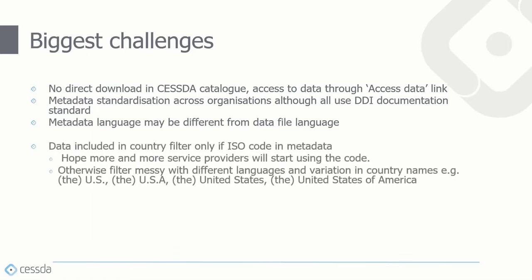And then, as I mentioned, the country filter, we hope that more and more service providers will start using the code. I mean, many do, but not all. Considering that we have metadata in different languages, we found out that we cannot really base the filter on what is written in the metadata as the country name. For the first, there are so many variations in whether a long name or a short name is used. And then in different languages, so basing the filter on the metadata was really messy. So we found out that the only way to go forward is to use the ISO code. So if you're also involved in any metadata issues, it's always very, very good to use these standardized codes.